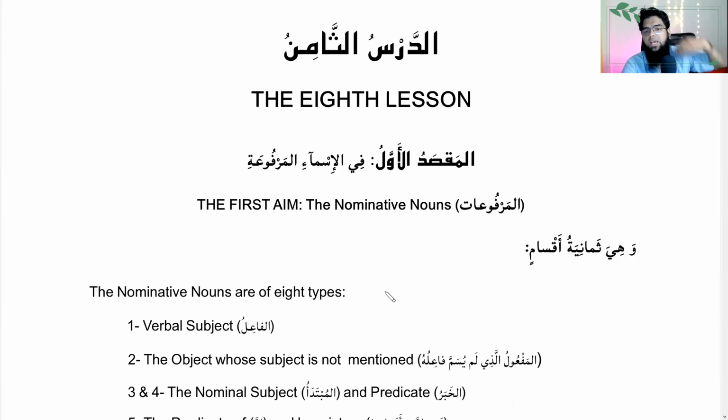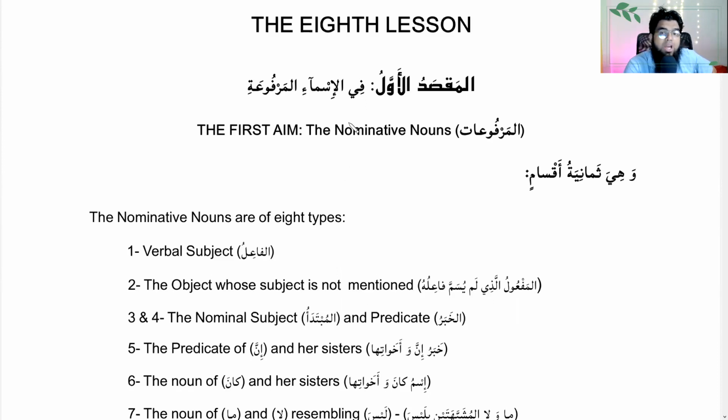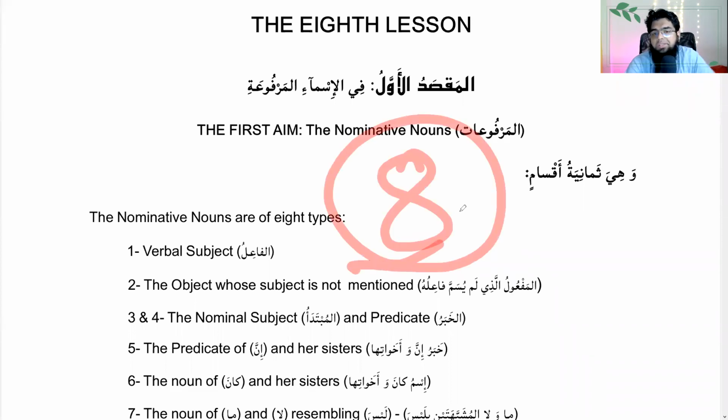Al-maqsadu al-awwal fil asma'il marfu'ati. The first aim is the nominative nouns. Maqsad is the goal. That's how it divides. Wa hiya thamaniyatu aqsam. It is eight types of marfu'at, which means which has a dhamma.